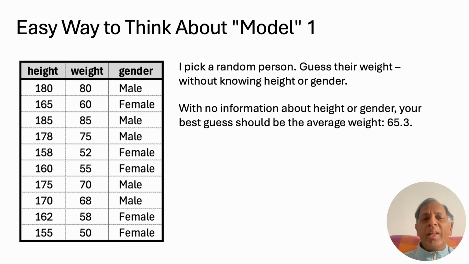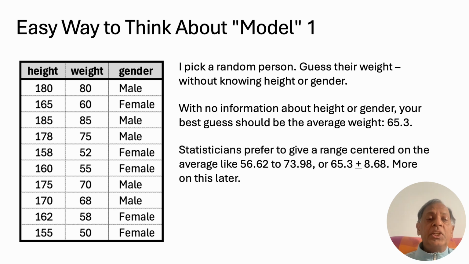Okay, so then with no further information about the height or the gender, your best guess can only be the average weight. Okay, so all you can do is to say, among all the people, I take the average weight. And when you pick somebody at random, the best guess I can do is, well, my guess is the average weight, which is 65.3. Okay, you cannot do better than this.